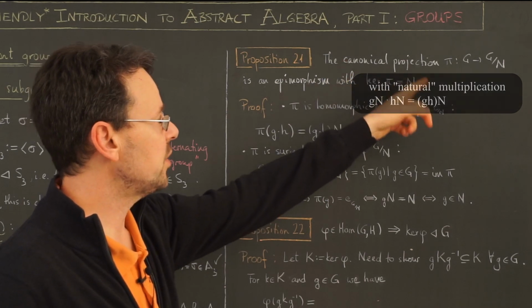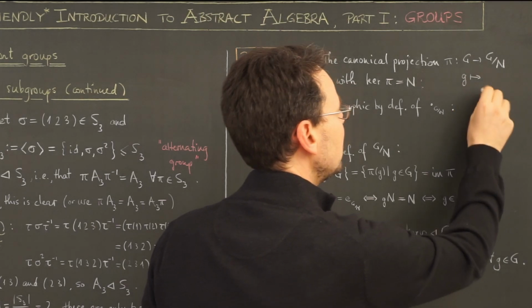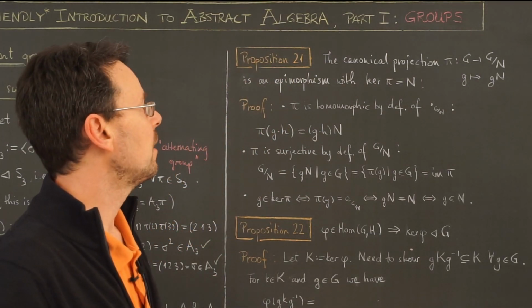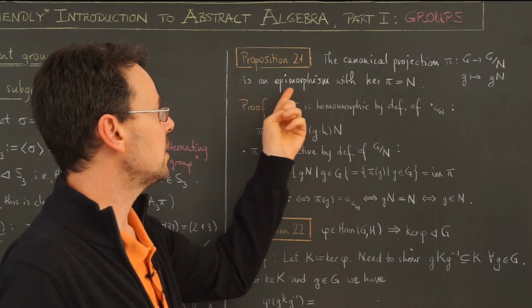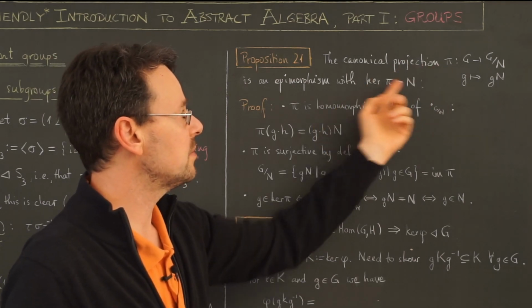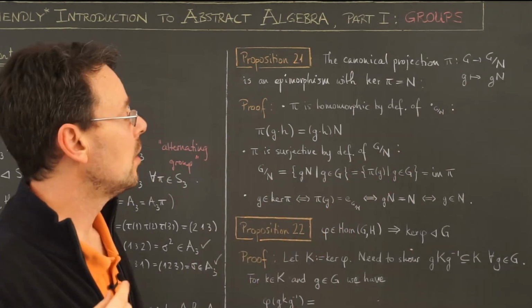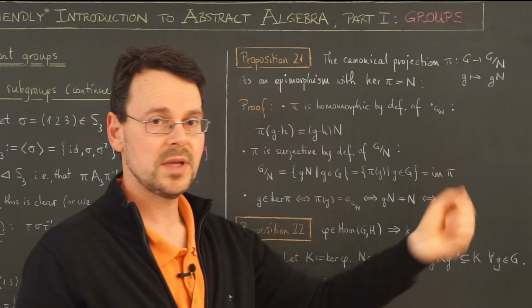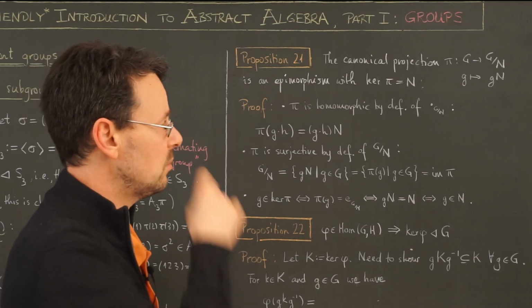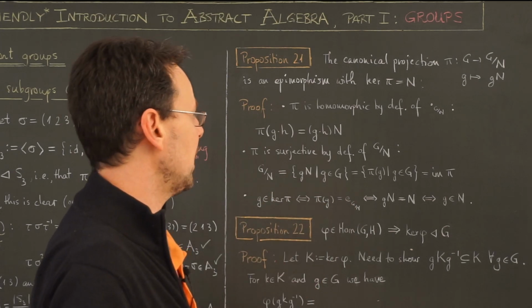And now the canonical projection pi does nothing but send g to its left coset gN. And we are going to show that this is an epimorphism, so it's surjective, and the kernel of this epimorphism is exactly N, the normal subgroup we divided by. Of course, to understand all this, I assume that you have watched the last few videos, otherwise this is a bit too much. I'm not going to explain every time what a normal subgroup is, and so on.